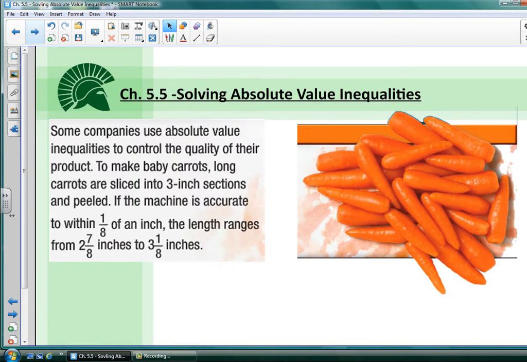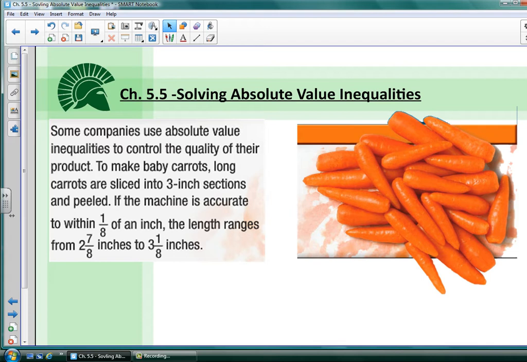Today what we're going to look at is Chapter 5.5, Solving Absolute Value Inequalities. And the first thing we want to do is see why and where we would use these absolute value inequalities. Some companies use absolute value inequalities to control the quality of their product. It's kind of like quality assurance, quality control. You want to actually know what you're making.